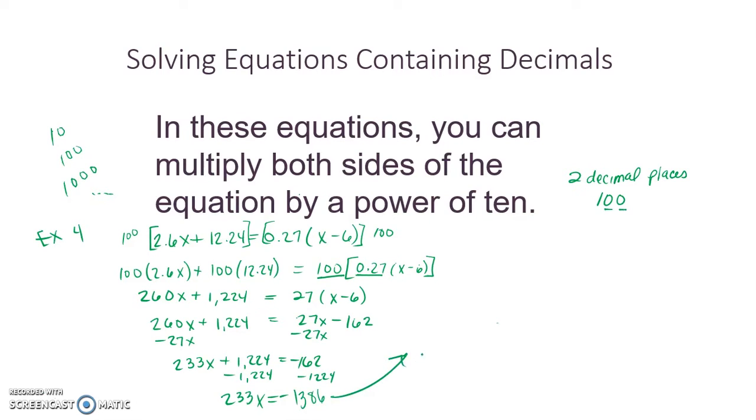Negative 1,386. And then we'll just go up here to finish it out since I ran out of room. So it'll be 233x divided by 233 and negative 1,386 divided by 233. And we will get x equals, or x is approximately, negative 5.95.